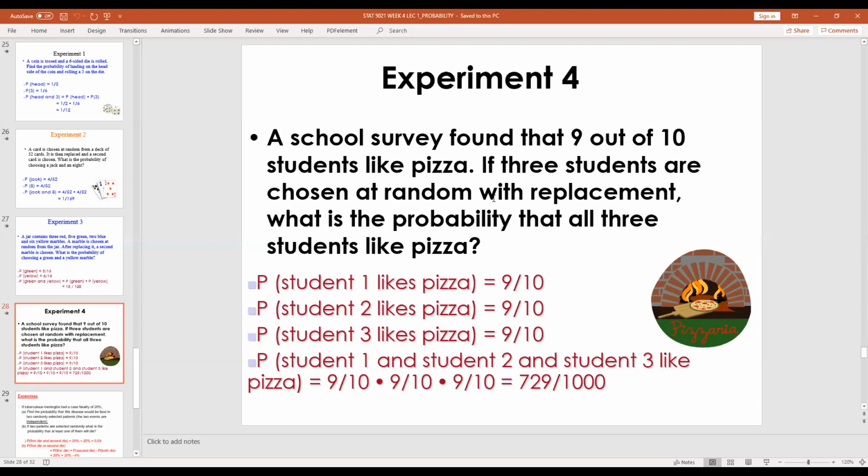Now, what is the probability that all 3 students like pizza? Of course, the probability of a student liking pizza is going to be 9 over 10, and that is what we're going to assume for any other student, because after picking the first person, we replace the person back into the population. So 9 over 10 multiplied by 9 over 10 multiplied by 9 over 10 will give us the probability that all 3 like pizza. When you look at it, it will be smaller than 9 over 10, because the more students you have, after multiplying the probabilities, it's going to be smaller than 9 over 10.